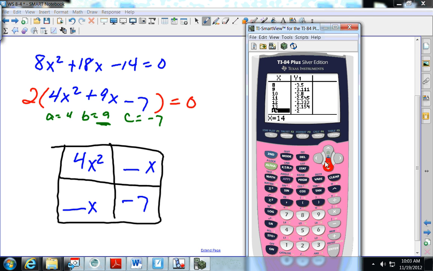So let's do something. Let's go in the calculator, go to y equals, and let's put in their original problem. 8x squared plus 18x minus 14. Let's press graph and look at it. Well, it does cross. Negative 1, 2, looks like negative 3. Let's see if we find any zeros in here.